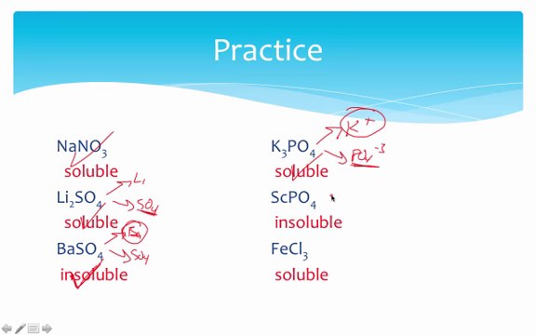If we continue the process here, in this case we have scandium and phosphate. Just as we already said, phosphate ions are insoluble except for a couple of exceptions. In this case, scandium is not one of those exceptions, so we would describe this stuff as being insoluble. And then finally, our last example. We see that this one is made up of iron ions and chlorine ions. We look up halides, which are chlorine, fluorine, and iodine, and we see that these are typically soluble with a couple of exceptions. Iron is not one of those exceptions. Therefore, we describe this stuff as being soluble in water.